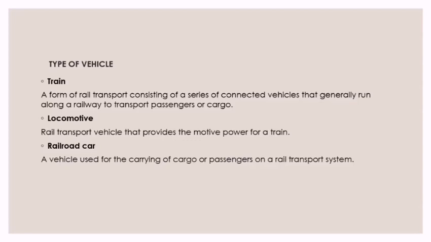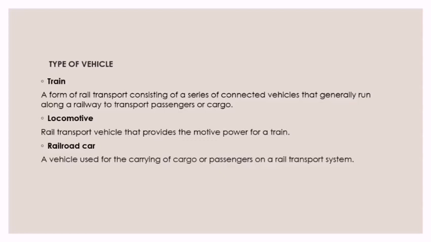A locomotive is a rail transport vehicle that provides the motive power for a train. As we can see, if a locomotive is capable of carrying a payload, it is usually rather referred to as a multiple unit, motor coach, rail car, or power car. The use of these separate vehicles is increasingly common for passenger trains but rare for freight.